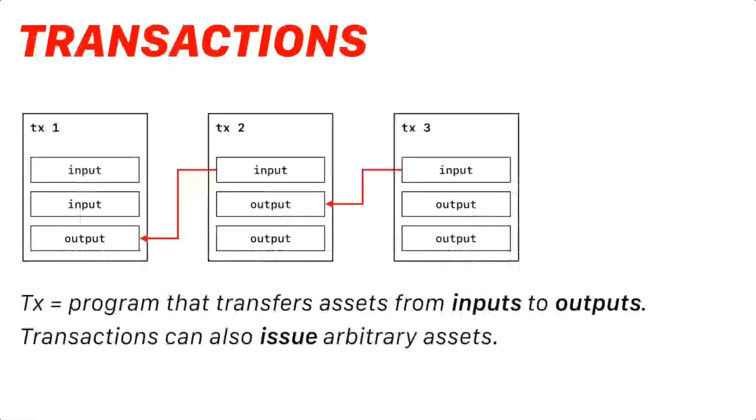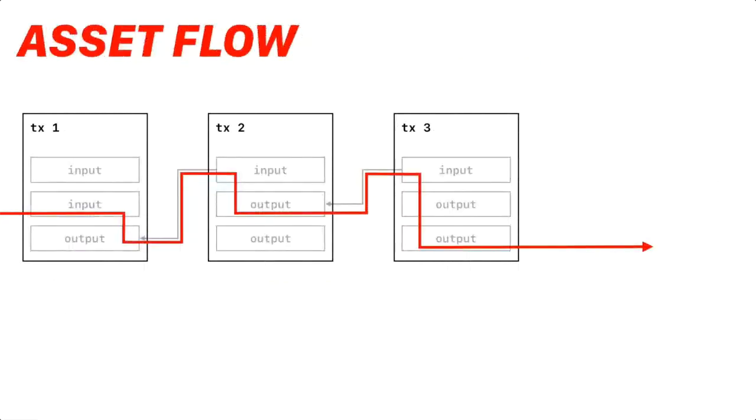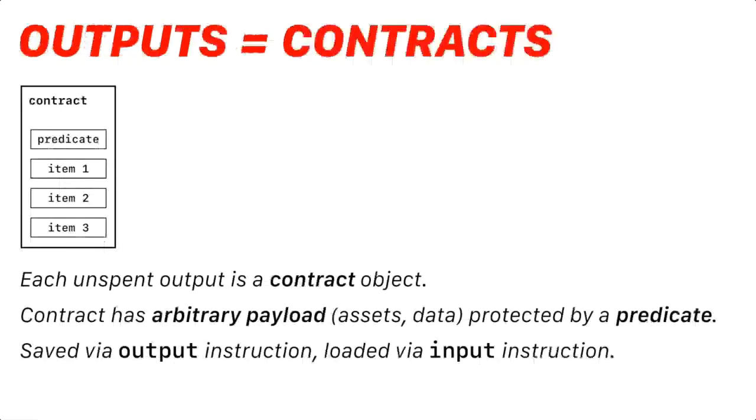In zkVM, each transaction is a program that moves assets from inputs to outputs. For those familiar with Bitcoin, this is very similar to Bitcoin transaction structure. Unlike Bitcoin, you can also issue arbitrary assets and not just transfer a single built-in asset. The assets travel from one output to another. Now, how do we authorize those changes? In zkVM, each output is an object called a contract, which is frozen in the blockchain state. Access control is done through contracts. Contracts contain a list of items that could be assets or arbitrary data parameters.